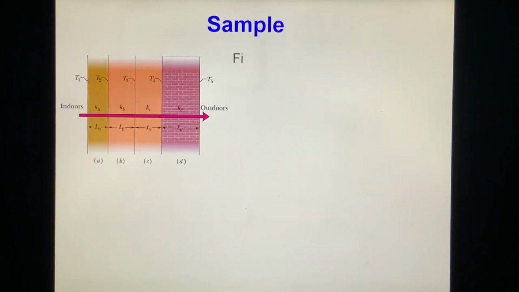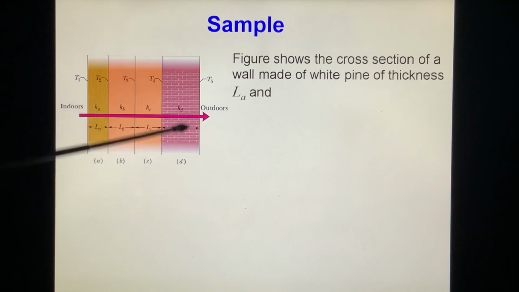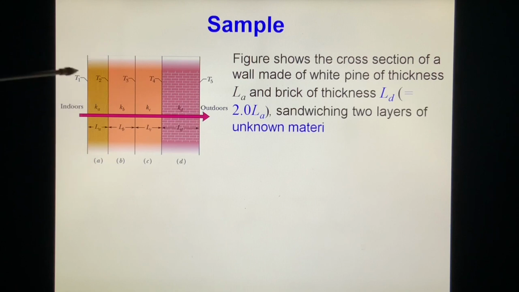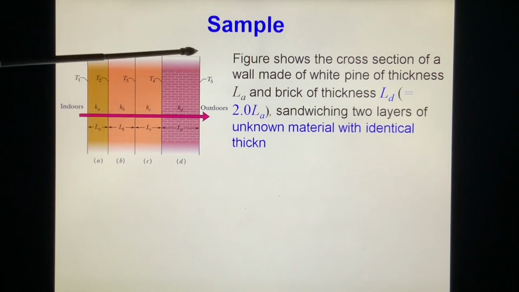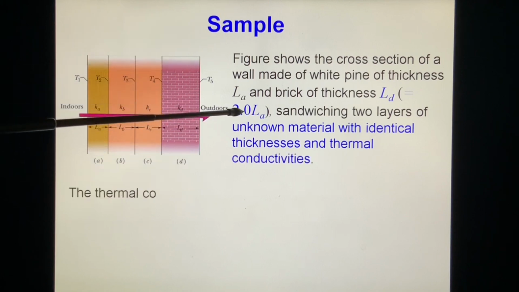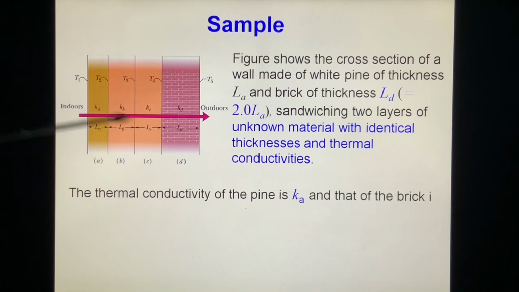Sample problem. The figure shows a cross-section of a wall made of white pine of thickness LA, and bricks of thickness LD. LD is equal to 2 LA, double this LA.